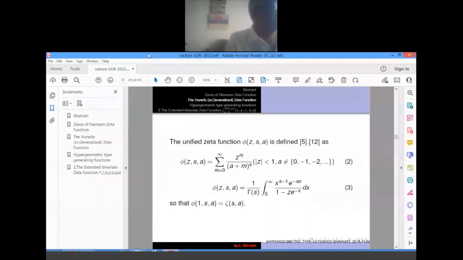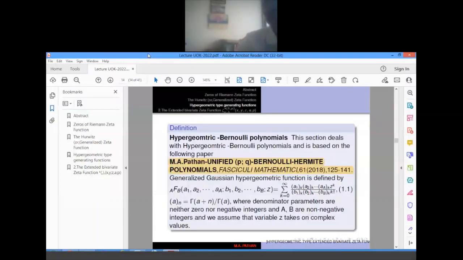Moreover, next, because this has a very important connection with the Bernoulli polynomials, what about having some introduction of hypergeometric Bernoulli polynomials?